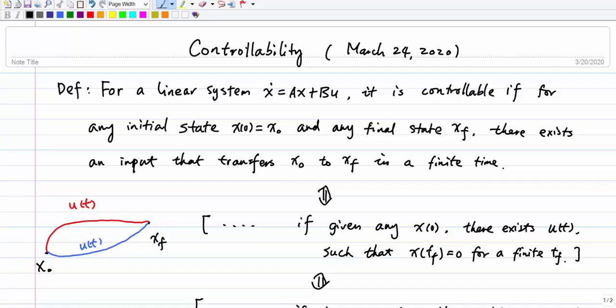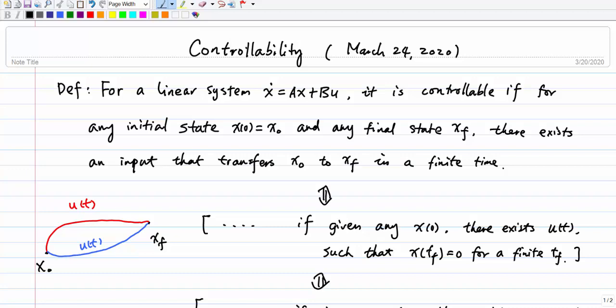Alright, so this video is talking about controllability. This video is for March 24th, 2020. In this lecture, I'll talk about the controllability for a linear time invariant system. Next lecture, I'll talk about the controllability for a linear time invariant system.